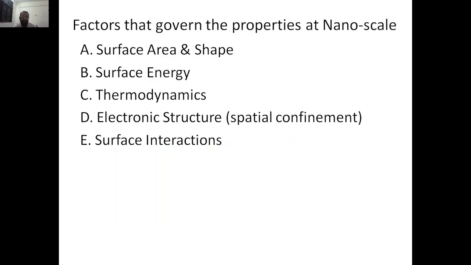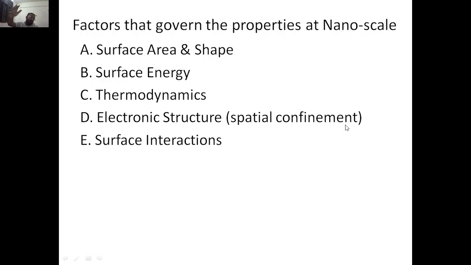The factors that govern the properties at the nanoscale are surface to volume ratio as well as shape. Okay, that's what we discuss in detail in this topic. Next, because of the surface area, the surface energy changes. Then because of this, the thermodynamic properties change. Because of this, the electronic structure, that is spatial confinement, changes.